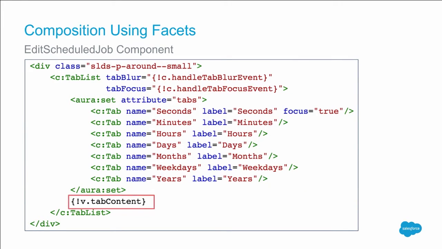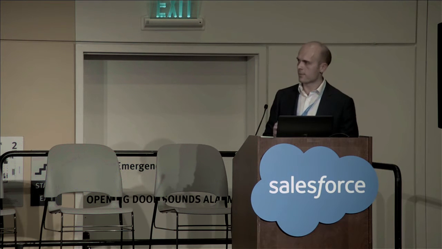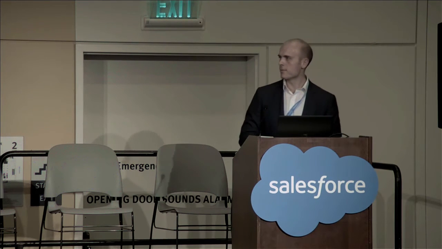And then below that, outside of the Aura set, we have a variable being assigned called tab content. And this is essentially going to be the expression builder that you saw in my demo. It's being controlled by the edit scheduled job component, and we'll see later in the slides how that's done. But essentially, this is what's been assigned to the body of the tab list. It's contained within the tab list definition. We're not using Aura set, so anything by default that's not using Aura set ends up in the body.